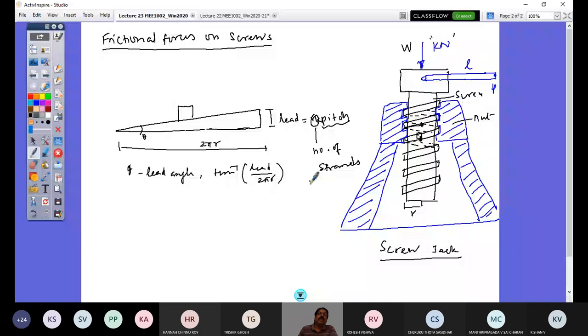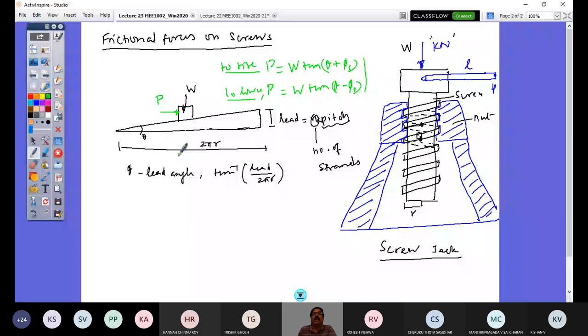So here this is now weighing W kilonewton, and this would be raised by the force which is in a horizontal direction. So you know the expression for P to be raised, which we did in the last class, that is going to be W tan(theta plus phi s). If P is to lower, then W tan(theta minus phi s). Both the cases we have seen. So this is to rise, and this is to lower the load. You can readily use these expressions, and you would be able to find P.